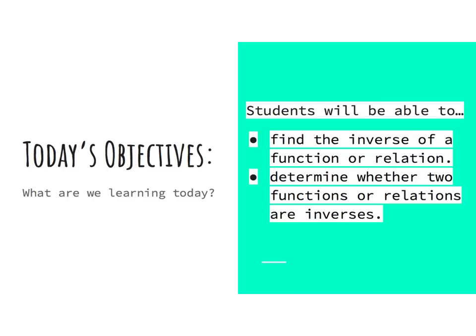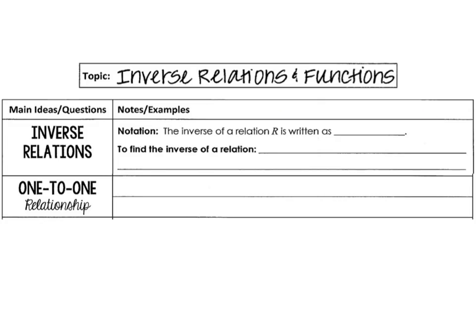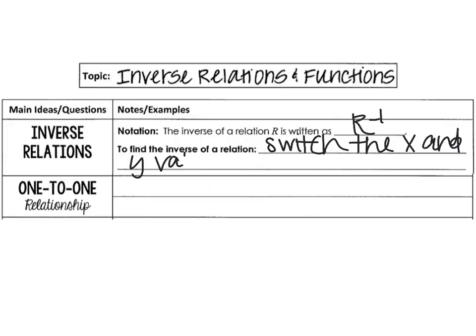Let's get started. When we're talking about inverse relations, the important thing to know is the notation and how to find it. The inverse of a relation is written as capital R to the negative 1 power, and we read this as the inverse of the relation. To find the inverse of a relation, all we need to do is switch the x and y values. And we will walk through examples of how to do this.